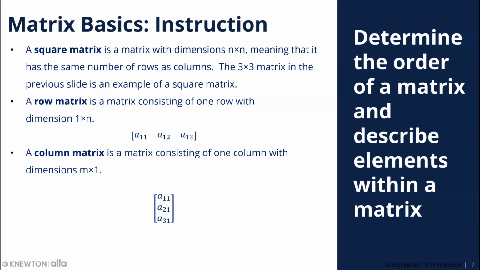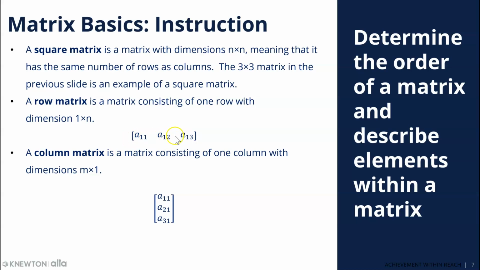Now we also have what we call a square matrix. It is called a square matrix because the number of rows and the number of columns are the same. So this is a matrix with dimension n by n. That means same number of rows and same number of columns. An example of that will be a 3 by 3 matrix, 3 rows, 3 columns, or a 2 by 2 matrix, 2 rows, 2 columns.